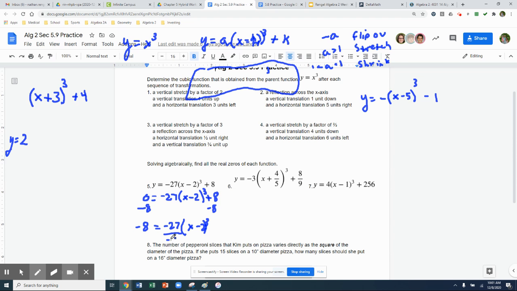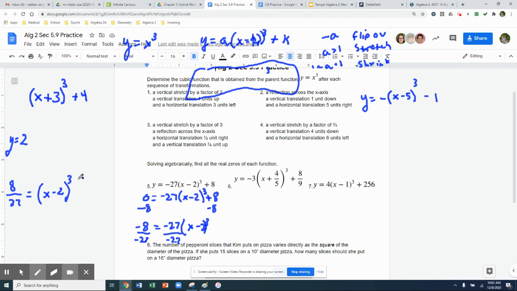We're going to divide both sides by negative 27 because it is multiplying. And I'm going to move over here because I got some more space. So negative divided by negative is going to make that positive. So we have 8/27 is going to equal (x minus 2) cubed.